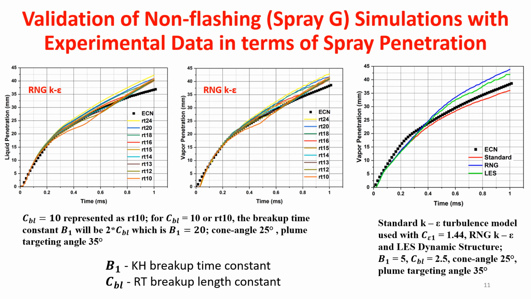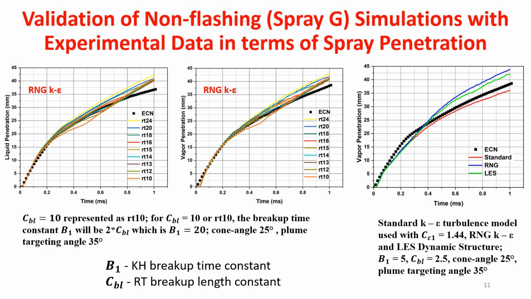What these values signify is that the CBL value is the breakup length, within which only the KH instabilities, or the KH model, is responsible for the spray breakup. After the spray breakup length range, both KH and RT models are activated, and whichever has the fastest wave growth rate, the code will allow it to be responsible for the spray breakup. From these parametric studies, it has been observed that B1 as 32 and CBL as 16 gave a close match to the liquid and the vapor penetration.